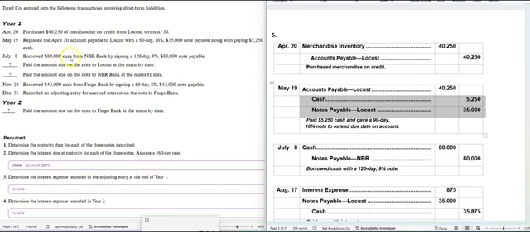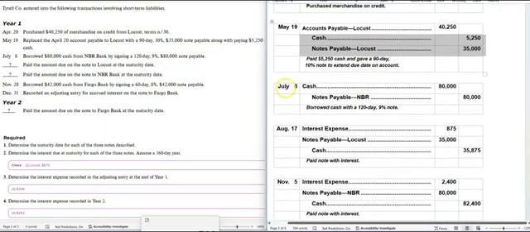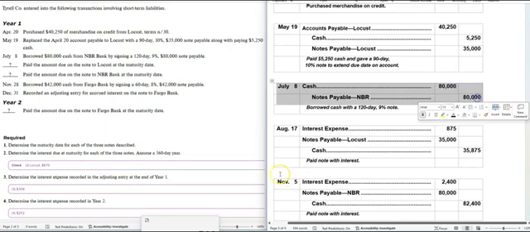July 8th, we borrowed $80,000 in cash from the bank by signing a 12% $80,000 note payable. July 8th, we get cash, increase cash of 80 with a debit, and credit the notes payable to the bank, 80,000.